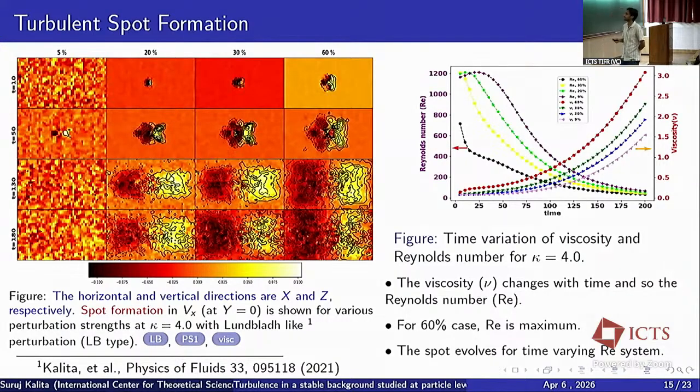But as you increase the perturbation strength, you have this spot formation, and you don't see any self-similarity here. And this is a driven dissipative system. That's why the Reynolds number and viscosity will change with time. In Navier-Stokes, we can keep the Reynolds number fixed, but here we cannot. It will change with time.